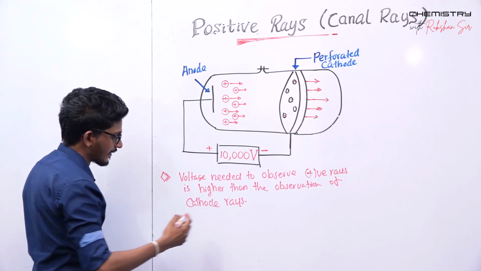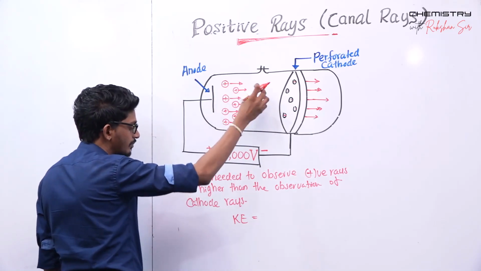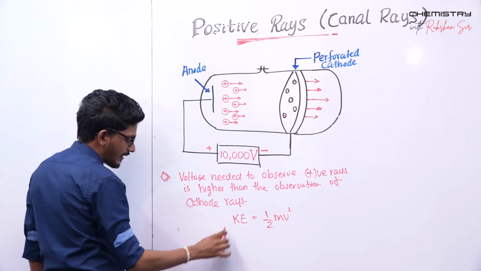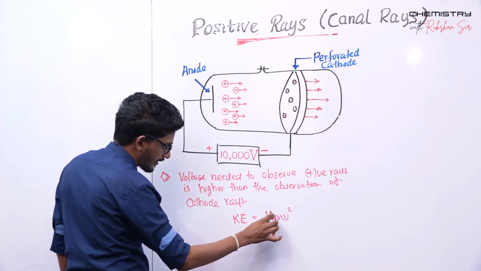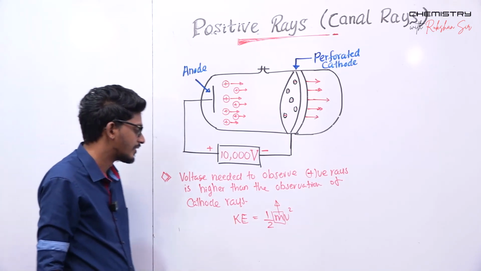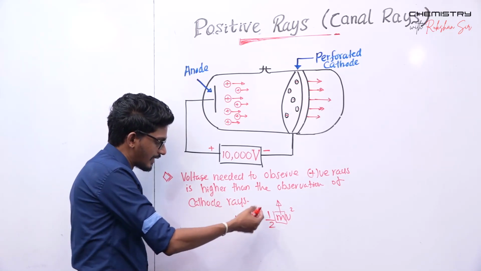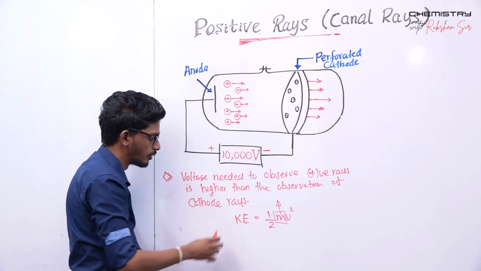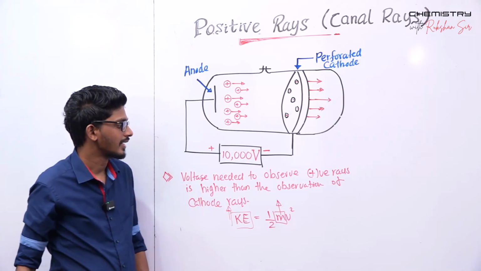So when it comes to the kinetic energy of these positive rays, it should be a greater value as you are dealing with a higher mass than the electrons. In the case of cathode rays, you had a lower mass, but here you are dealing with a higher mass, the positive ions. Mass is high, so you need a higher kinetic energy to move these particles towards the cathode.